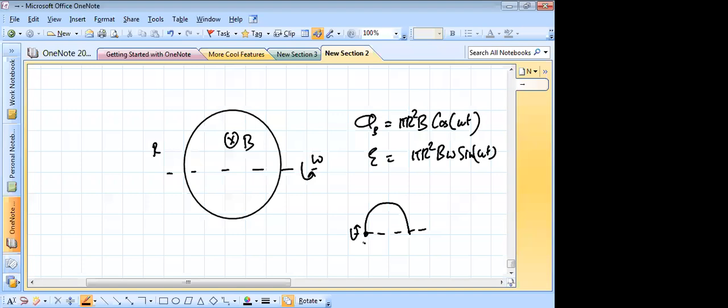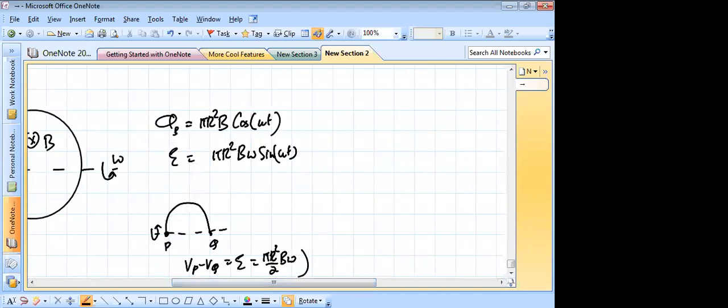So between these two points, let's say this is P and this is Q, the potential difference generated, Vp minus VQ, will be half of this EMF. Should be how much? Pi r square by 2 b omega sin omega t type. It's an alternating current generator or alternating voltage source. It is E naught sin omega t type, where E naught is that area which is pi r square by 2 into b into omega.